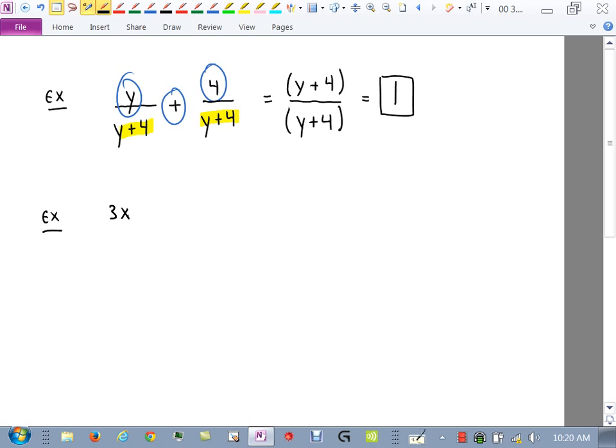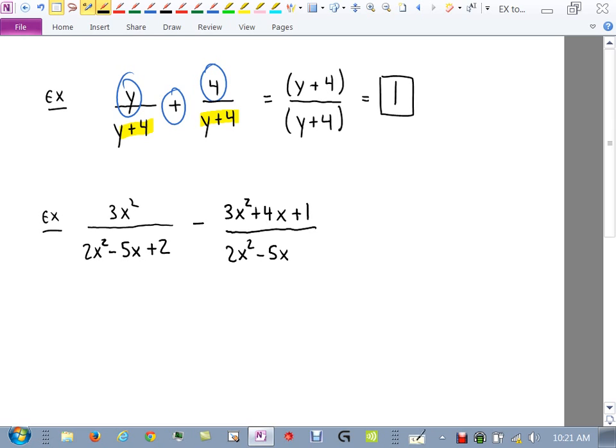What if we have 3x squared over 2x squared minus 5x plus 2, and we take away from that 3x squared plus 4x plus 1 over 2x squared minus 5x plus 2 again. So do they have the same denominator? Yes. Okay. What's the operation here between them? We have subtraction, right? So we have to have that common denominator if we're going to subtract. And since we have the same denominator, all we have to do is write the denominator down, 2x squared minus 5x plus 2. And then we need to do whatever operation is on top.